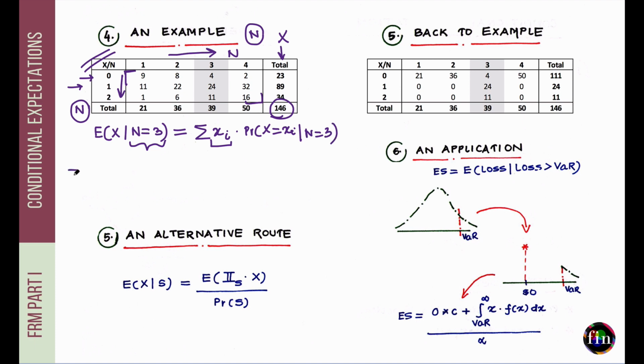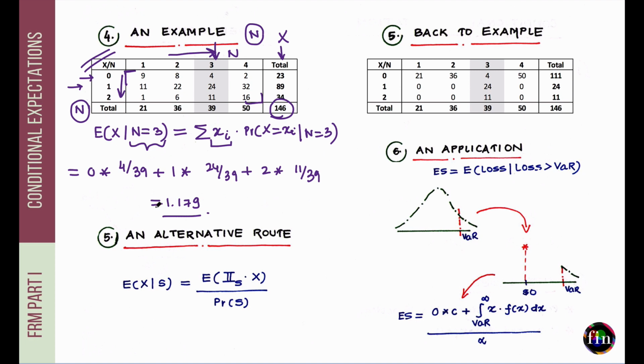To work this number out, very simply, it will be 0 times the conditional probability of x taking on a value 0. That will simply be 4 divided by 39, since I'm restricting myself to this subspace. So it will be 4 by 39, plus 1 times 24 by 39, plus 2 times 11 by 39. You can check that this number comes to 1.179. So this was a very quick application of a conditional expectation to a very simple discrete case.